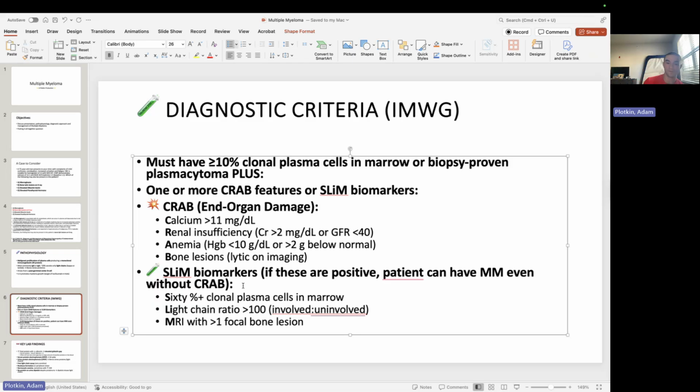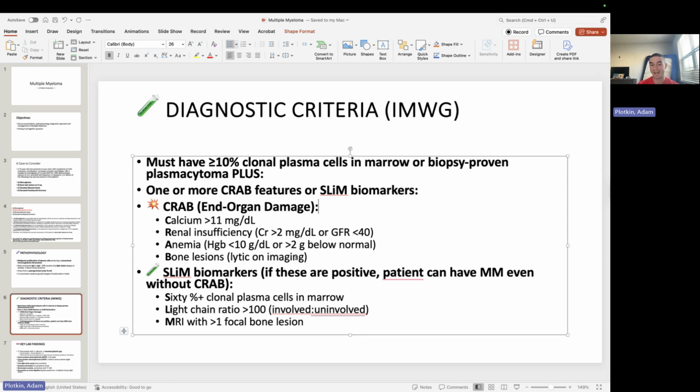And then just for your information, if these SLIM biomarkers are positive, the patient can have multiple myeloma even without the CRAB mnemonic. So this is where it gets a little tricky. If we do a bone marrow biopsy and they have 60+% clonal plasma cells in the marrow, that's enough to diagnose multiple myeloma, even if they don't have the CRAB symptoms. If they have a light chain ratio of involved to uninvolved light chains over 100, we can diagnose multiple myeloma. If they have an MRI with more than one focal bone lesion, we can diagnose multiple myeloma.